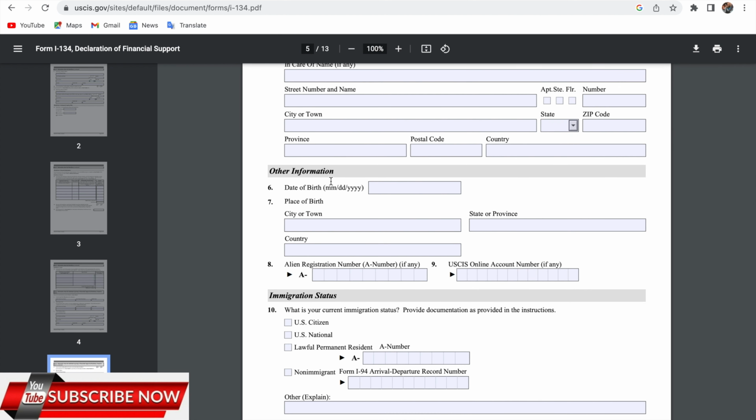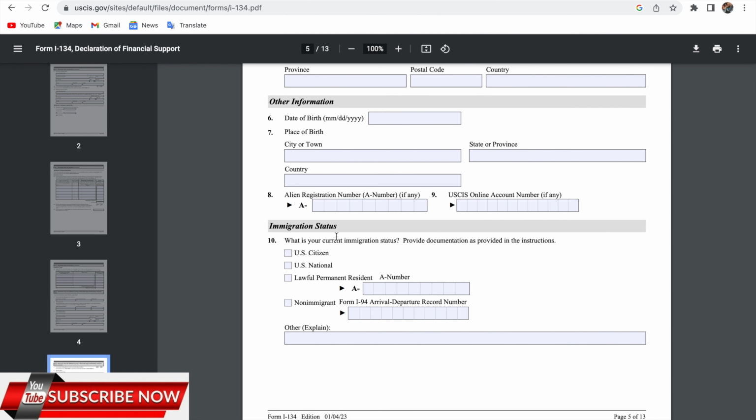And it says other information: the date of birth of the sponsor, the place of birth, the alien number of the sponsor, their USCIS online account. If the person has a USCIS online account, you just put it over there. It's not compulsory, but it's useful if the sponsor has a USCIS online account, because that's where you know the status of your application, and the alien number, just put it over there.